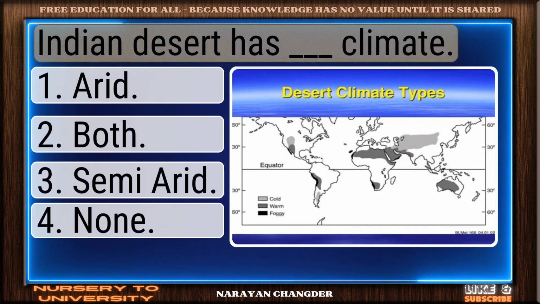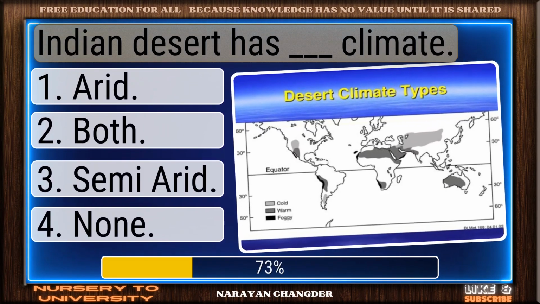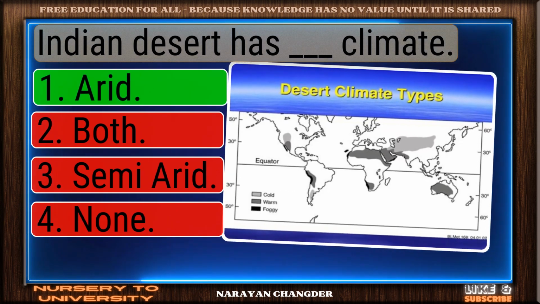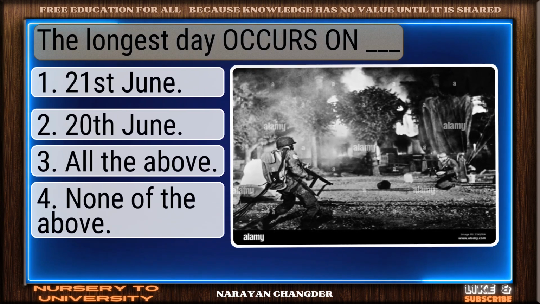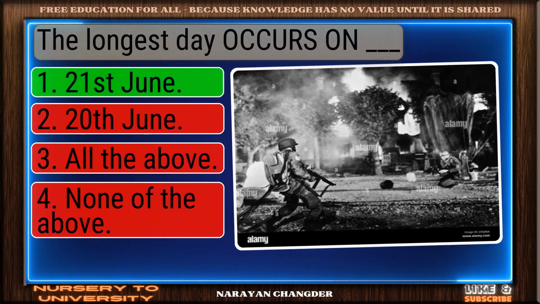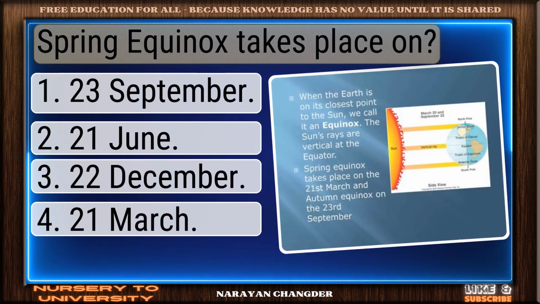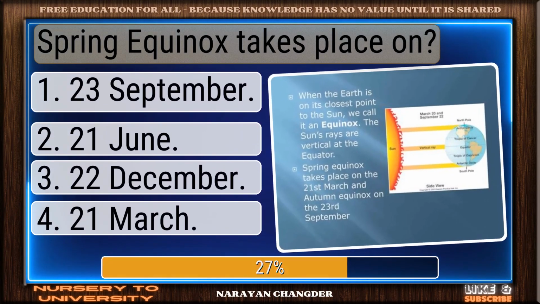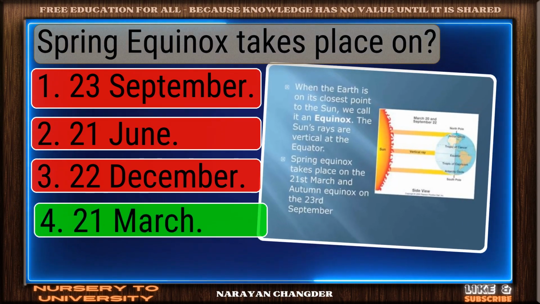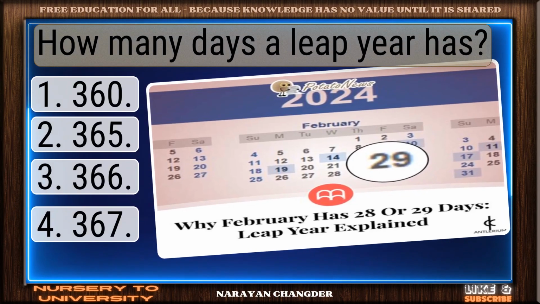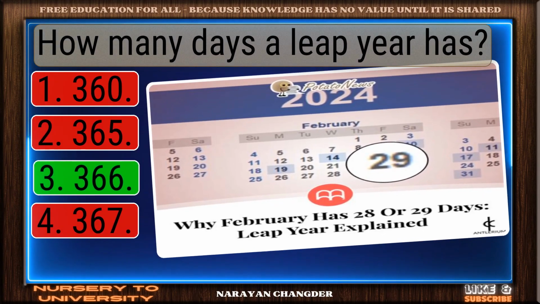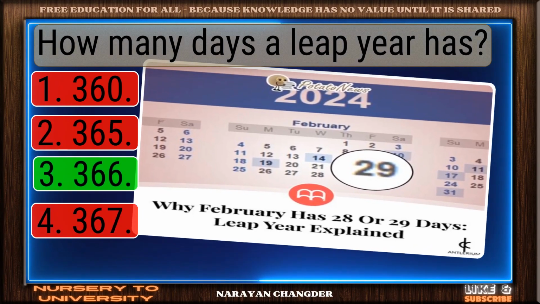Indian desert has dash climate. Strong choice. Arid is the right answer. The longest day occurs on dash. Good thinking. 21st June is the right answer. Spring equinox takes place on. Correct. 21 March is the right answer. How many days a leap year has? Right choice. 366 is the best answer.